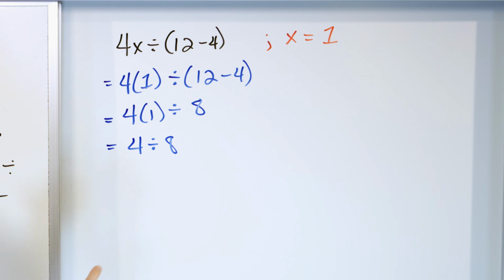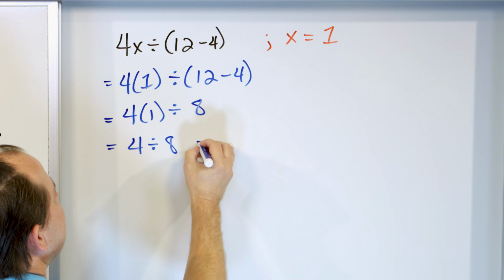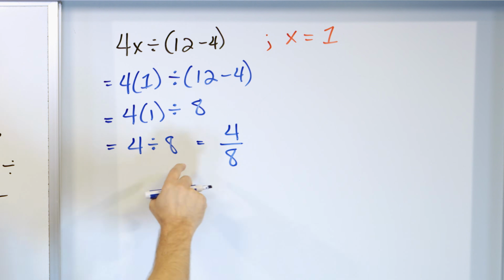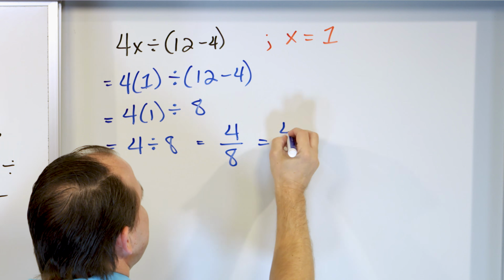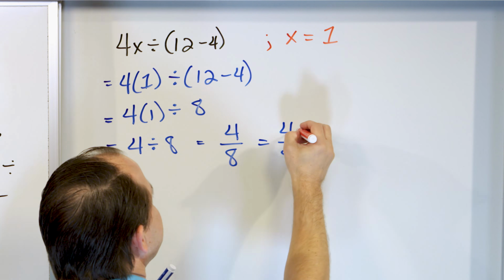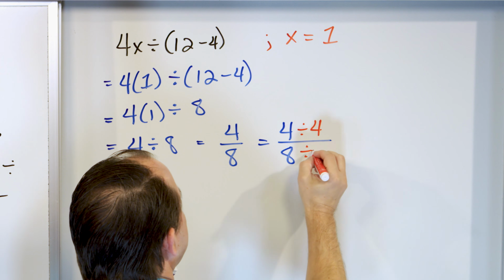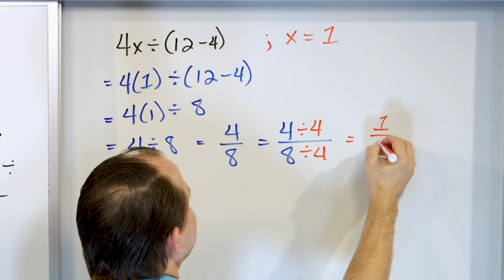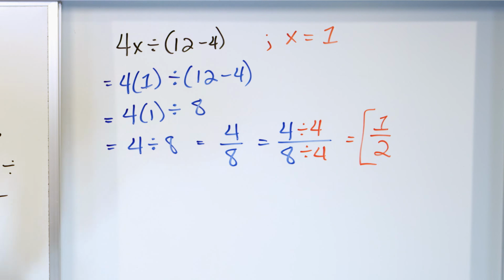4 divided by 8. Now you might not know what to do here, but then you realize this is the same as 4 over 8. 4 divided by 8 is 4 eighths like this. And so it's basically a fraction. We can simplify this fraction by dividing the top by 4 and the bottom by 4, and 4 divided by 4 is 1, and 8 divided by 4 is 2. So once we put a value of 1 into this expression, we calculate an answer of 1/2 back.